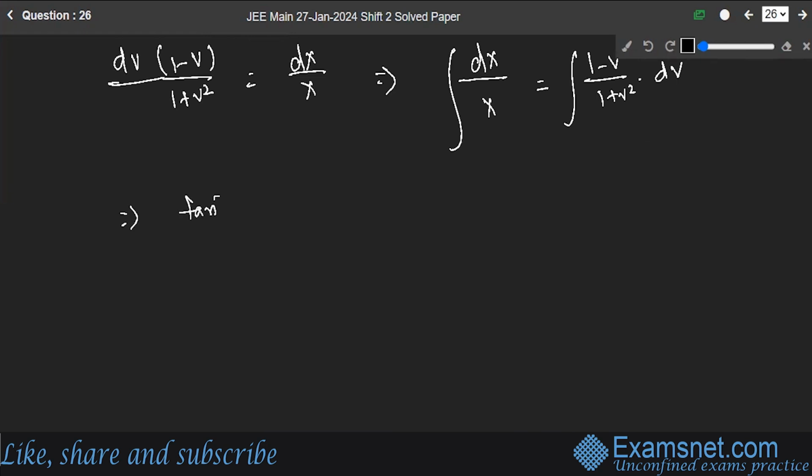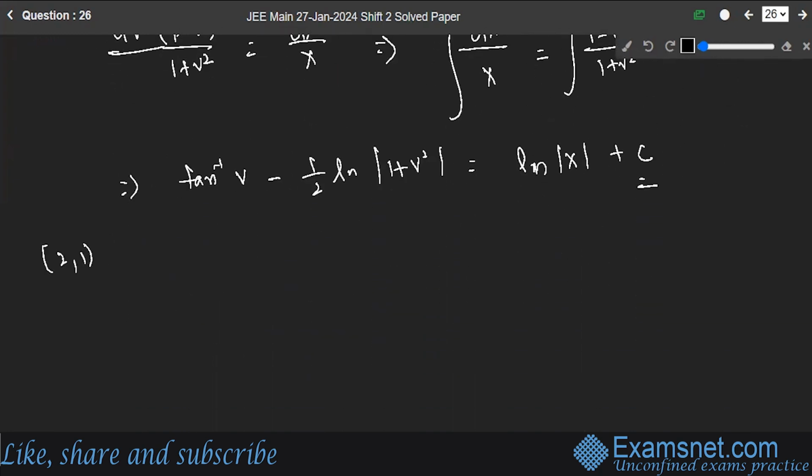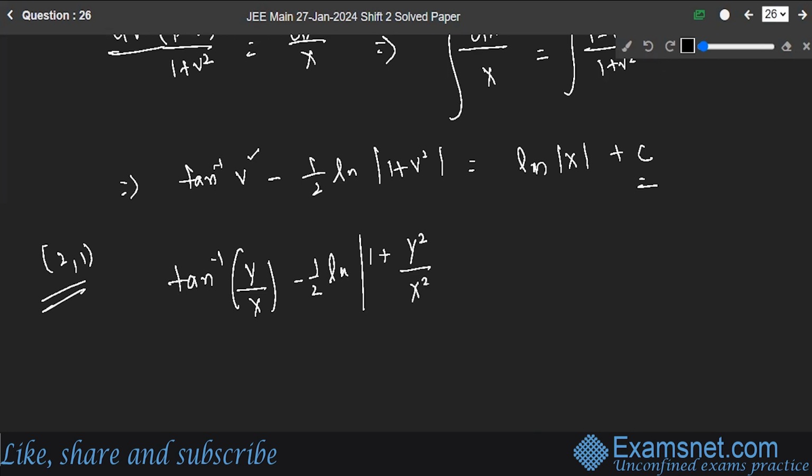You will have tangent inverse v minus half log (1 plus v square) is equal to log x plus c. Now to find out the value of c, you are given that this passes through the point (2, 1). Let's fill in the value of v, where v was equal to y upon x: tangent inverse (y upon x) minus half log (1 plus y square upon x square) is equal to log of x plus c.